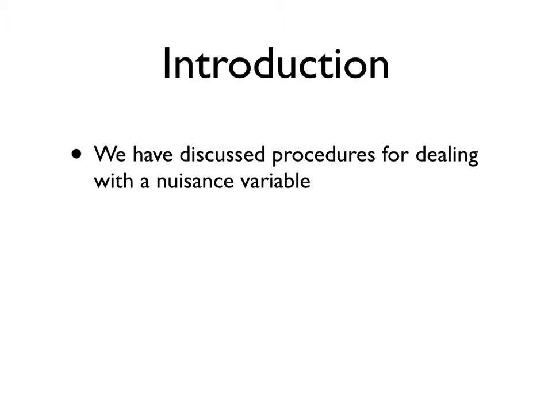So far we've focused on procedures for dealing with a nuisance variable, right? We've talked about a blocking kind of experiment, or we talked about repeated measures, which remember is a special case of blocking. So we talked about both of those.